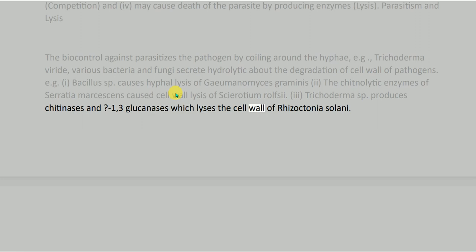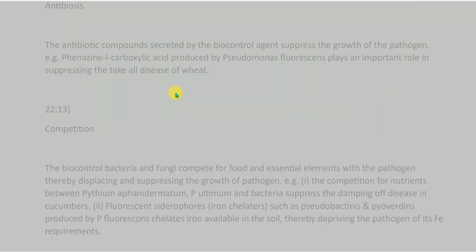Antibiosis. The antibiotic compounds secreted by the biocontrol agent suppress the growth of the pathogen, e.g. phenazine-carboxylic acid produced by Pseudomonas fluorescens plays an important role in suppressing the take-all disease of wheat.